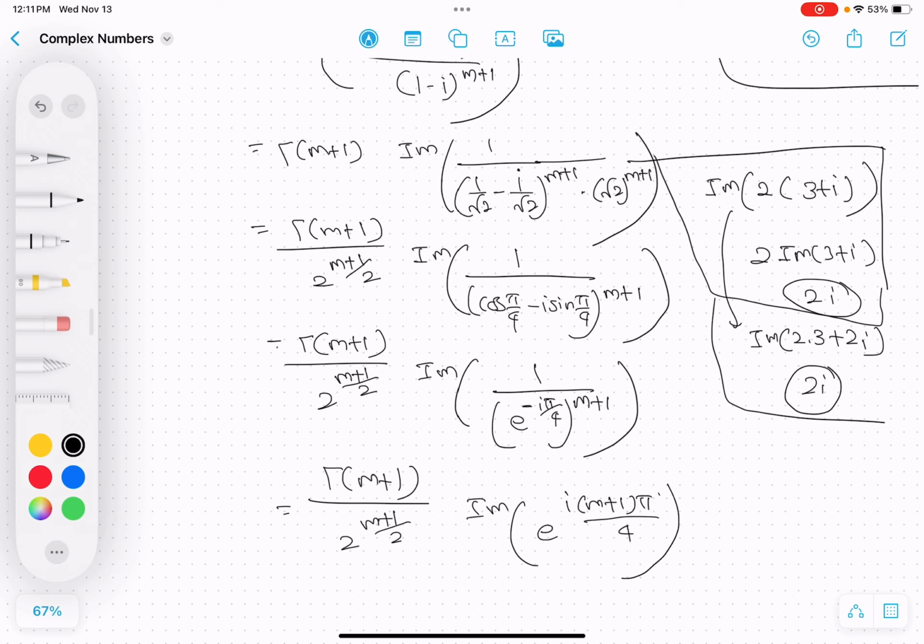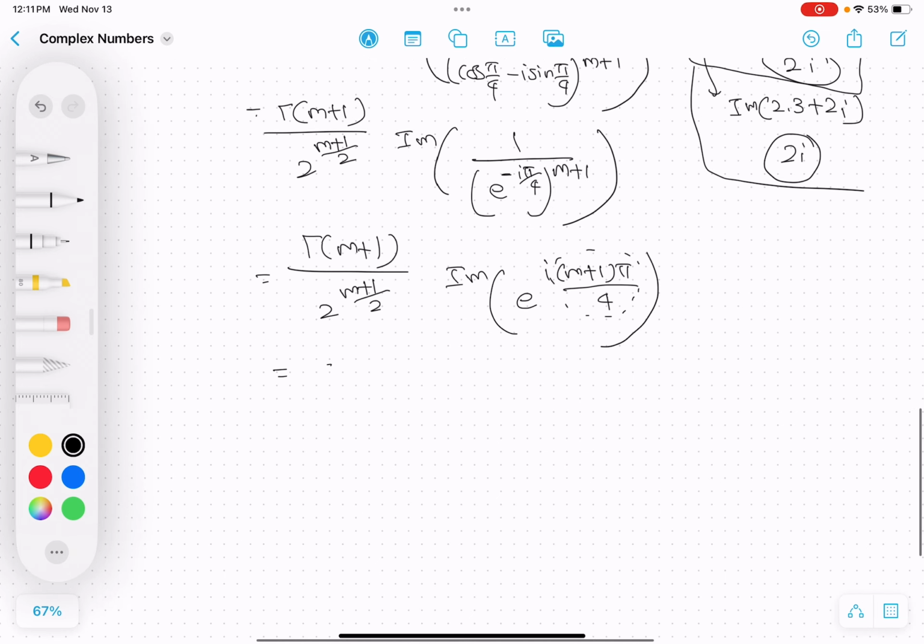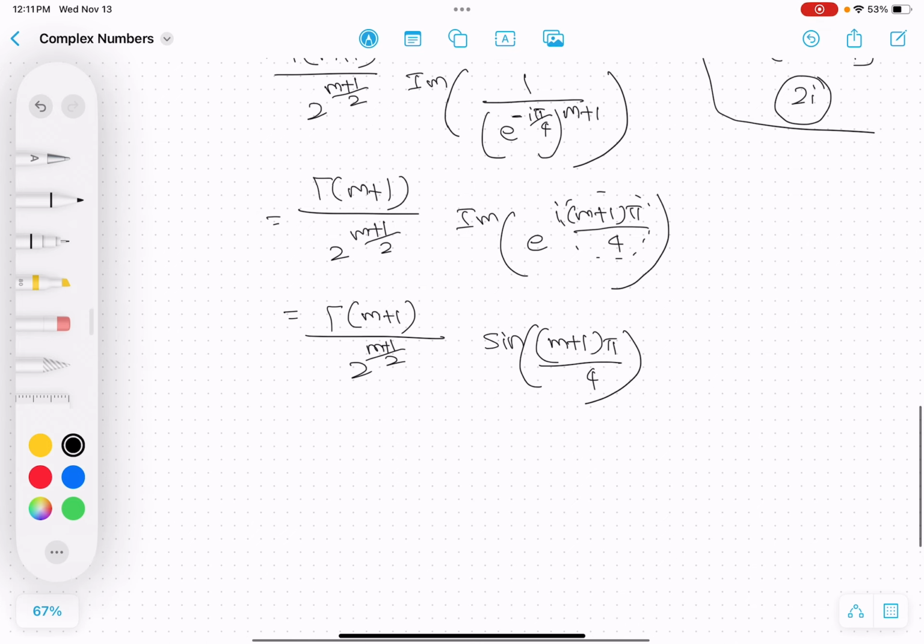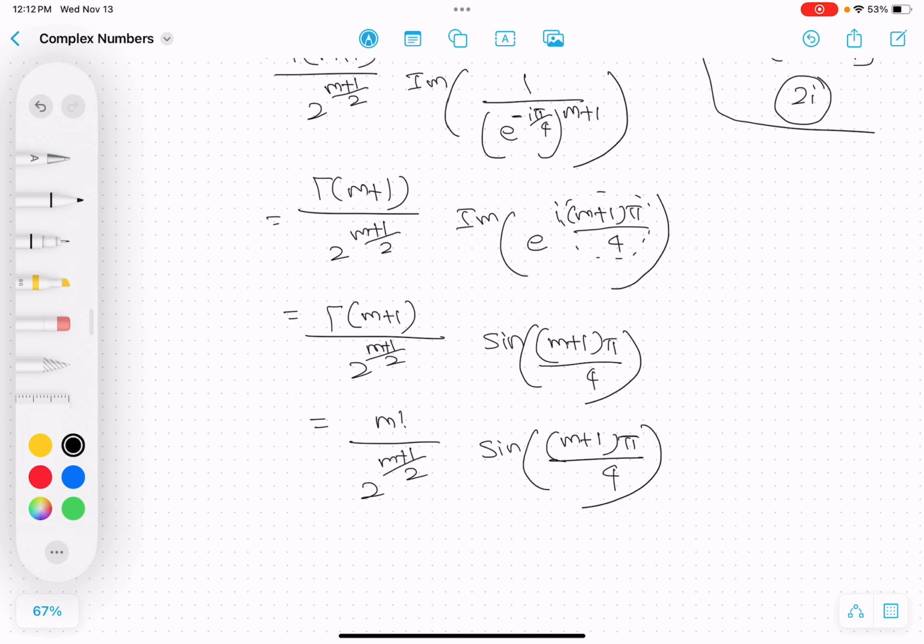Now this whole thing is just theta. So the imaginary part of e to the power i theta is just sin theta, right? So this will just be gamma of m plus 1 by 2 to the power m plus 1 by 2 sine of m plus 1 pi by 4, right? Now we know that gamma of m plus 1 is just m factorial, so this is m factorial by 2 to the power m plus 1 by 2 sine of m plus 1 pi by 4, and that should be the answer.